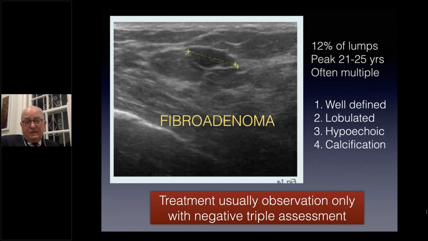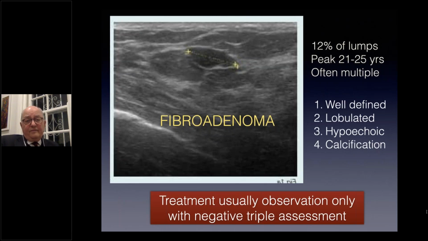On imaging, as you can see here, and I'm sorry, I don't have a pointer. I've got no idea how to use one here. They're well defined. They've got this soft lobulation on imaging. They're hypoechoic, which means they're less dense than the surrounding fat and breast tissue.